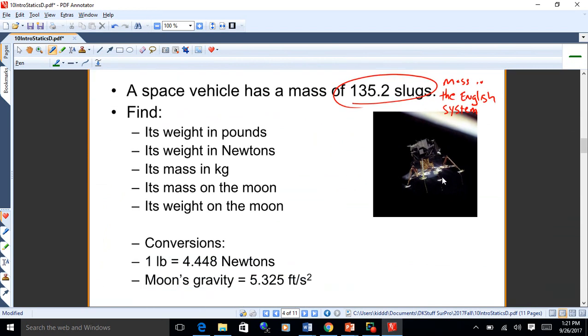Now let's look, and I don't think I wrote this one down, so let's find a space vehicle has a mass of 135.2 slugs. That's English system mass. Let's find a few things. Its weight in pounds. Its weight in newtons, because those are the English and SI systems. Its mass in kilograms, its mass on the moon, and its weight on the moon. And what I give you there is conversions. The pound is 4.448 newtons, and the moon's gravity is 5.325 feet per second squared.